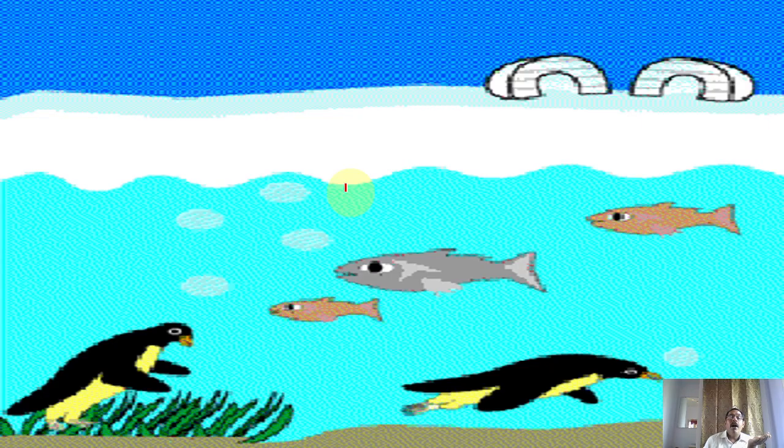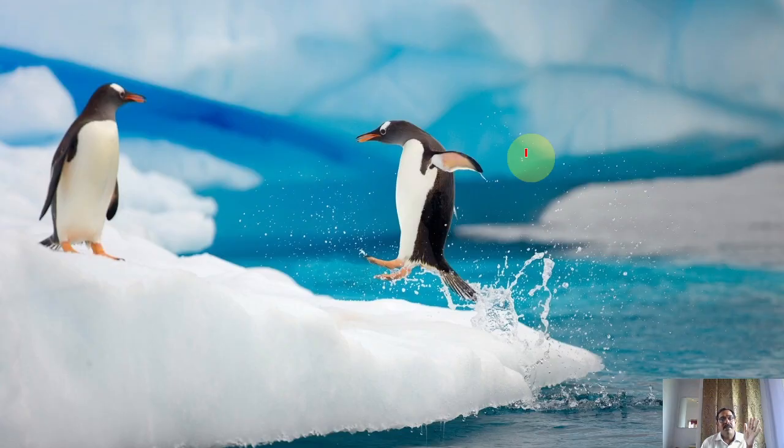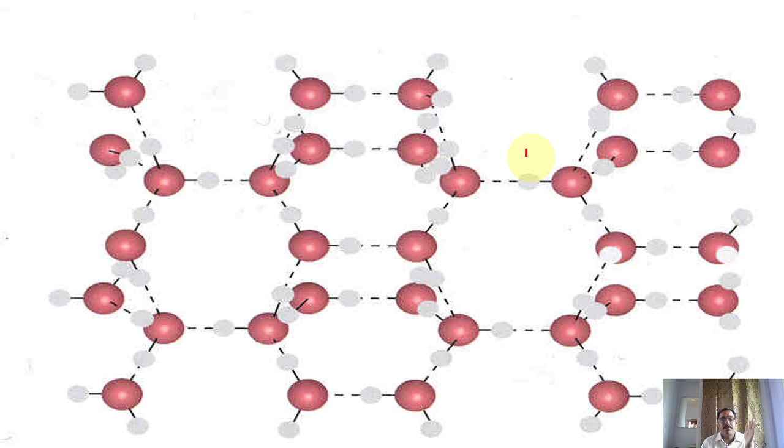Suppose you take the Arctic and Antarctic regions. Since ice is less dense, it floats over water, and below it you will see full water, therefore the fishes are alive. Below the ice, there will always be water. That is why the sea animals are surviving even in the Arctic and Antarctic regions. This is the answer, and this unusual property is because of the presence of hydrogen bonding.